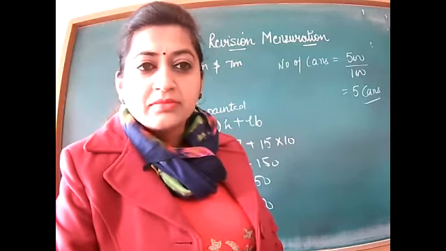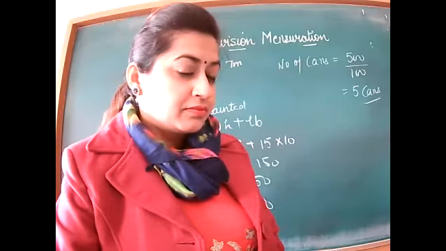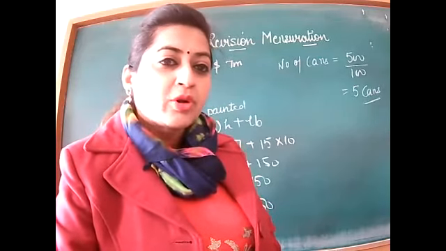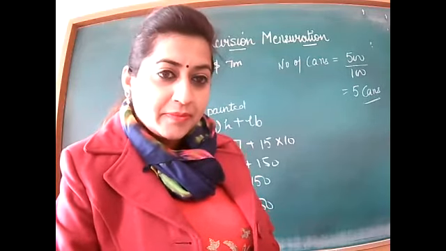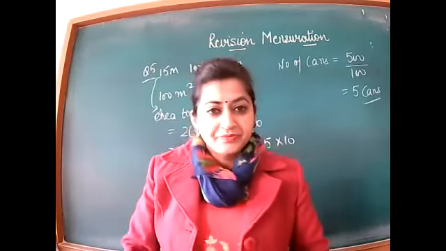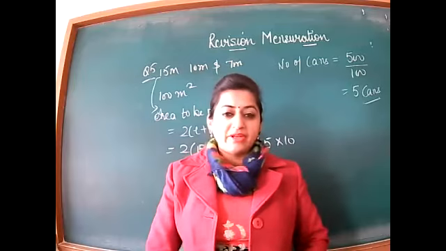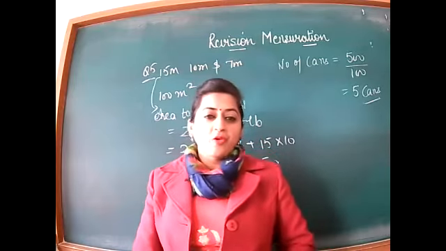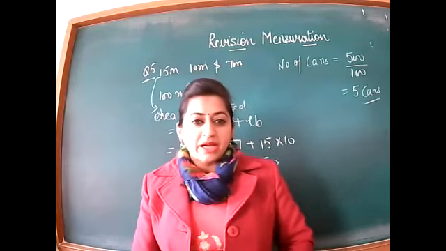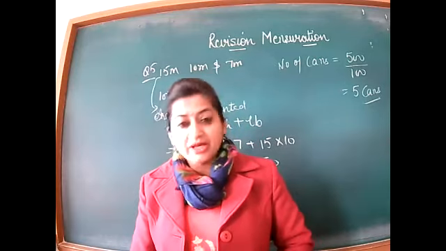Ma'am, lateral surface area of cube is 196 centimeter. I am asking about the formula. Ma'am, formula 4a square, and the side is 7. So you will use 4 into 7 into 7. That is what you are getting? 196.